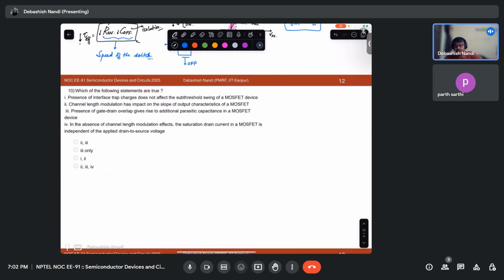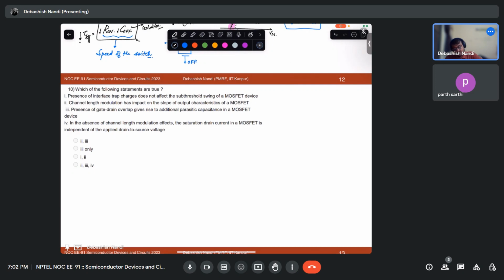So which of the following statements are true? Presence of interface traps does not affect the subthreshold swing of a MOSFET device. That is wrong. Why? Because we know SS is equal to phi t ln 10 times (1 plus C depletion plus CIT over Cox). This we have done in the last class. This CIT is the interface trap, which will change my subthreshold slope. So this is not correct.